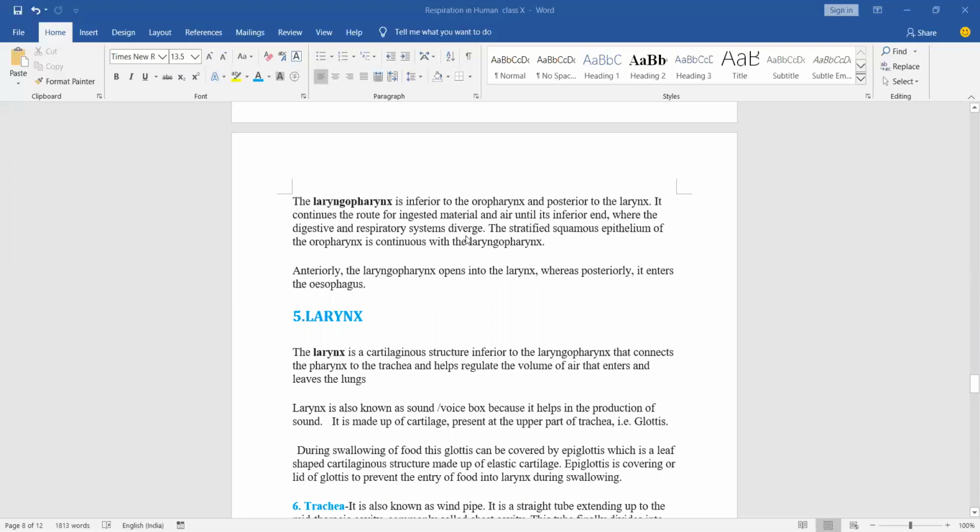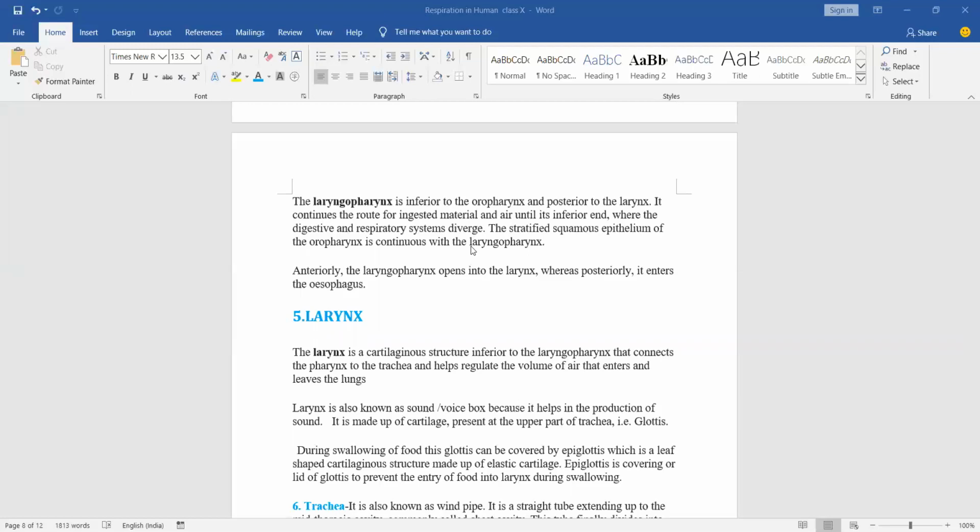Larynx is a cartilaginous structure which is inferior to the laryngopharynx and connects the pharynx to the trachea, and helps to regulate the volume of air that enters and leaves the lungs. Larynx is also known as sound box or voice box. It helps in the production of sound. It is made up of cartilage present in the upper part of trachea. That is glottis.